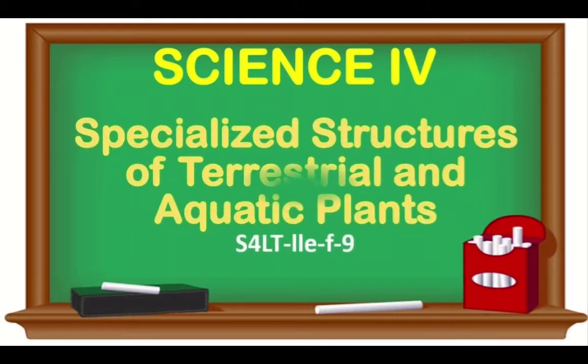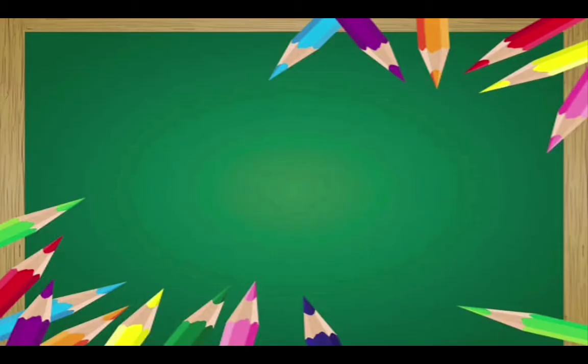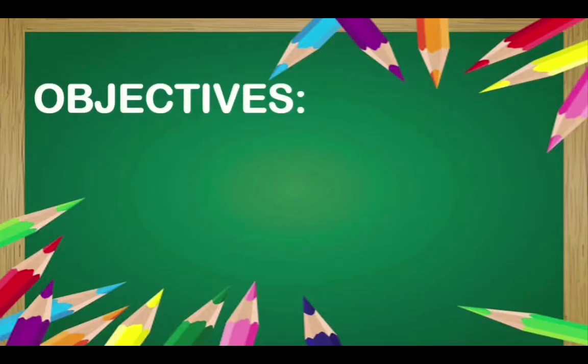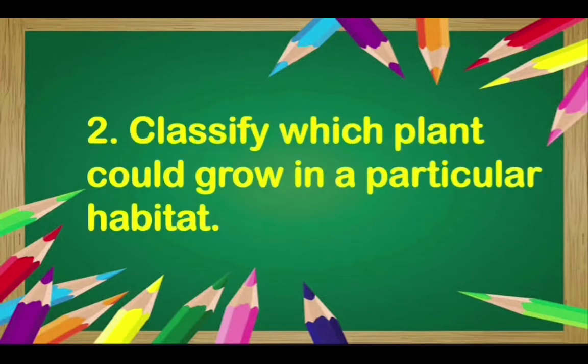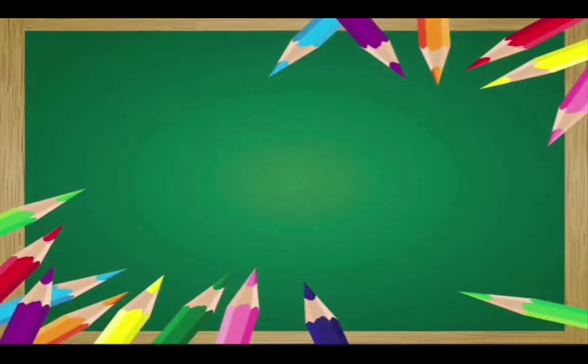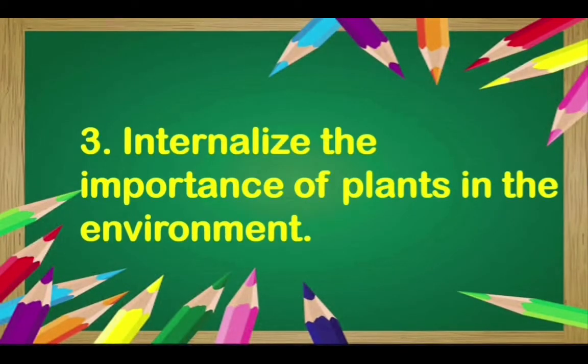Our topic is about specialized structures of terrestrial and aquatic plants. At the end of the lesson, you are expected to: number 1, identify the specialized structures of terrestrial and aquatic plants. Number 2, classify which plant could grow in a particular habitat. Number 3, internalize the importance of plants in the environment.